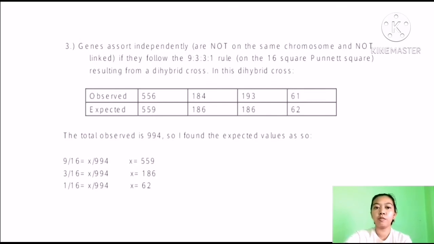Genes that sort independently are not on the same chromosome and not linked if they follow the 9-3-3-1 rule on the 16-square Punnett square resulting from a dihybrid cross. In this dihybrid cross, we can see the table for the observed and expected frequencies. The total observed is 994, so we found the expected values: 9 divided by 16 times 994 equals 559. 3 divided by 16 times 994 is 186. And 1 divided by 16 times 994 equals 62.